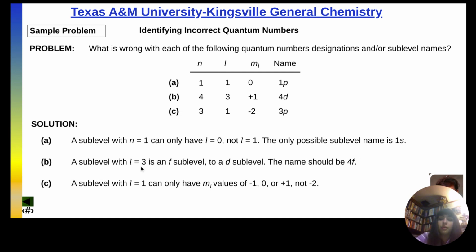C is a sublevel with l equals 1 and can only have ml values of -1, 0, or +1, not -2. So this is incorrect here. In the first two, it was our name, and in the last one, it was our ml that was actually incorrect.